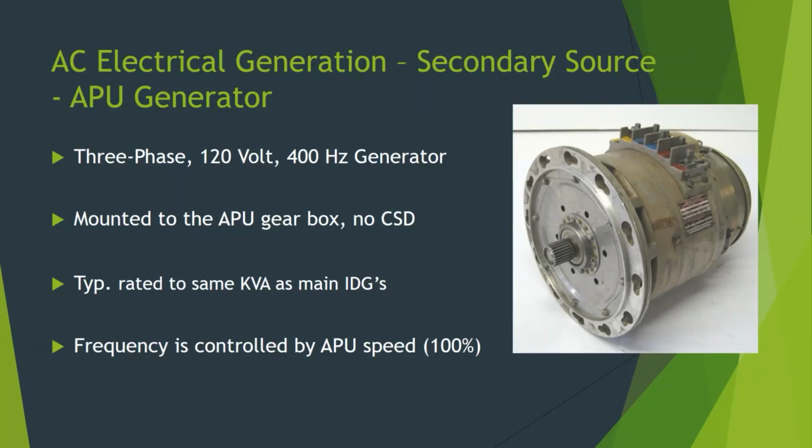When an APU is started, it runs up to 100%, and it essentially has a constant speed that it runs at. It doesn't vary like engines do. And so we don't need that constant speed drive, because the APU and the APU generator are designed to be mated together, and the APU generator on an APU that's running at 100% will put out 400 hertz.